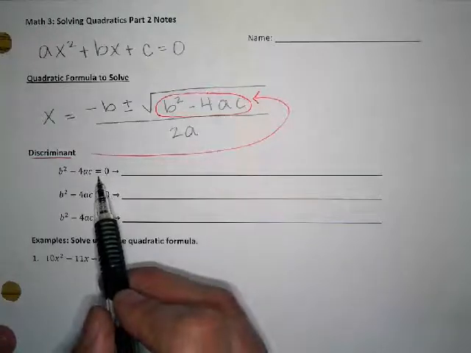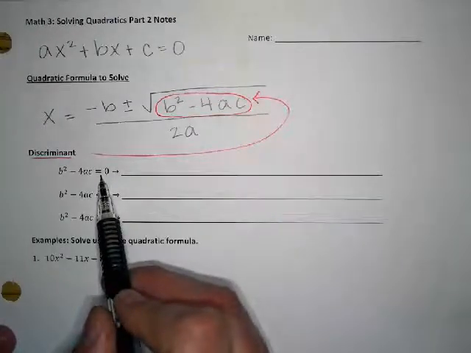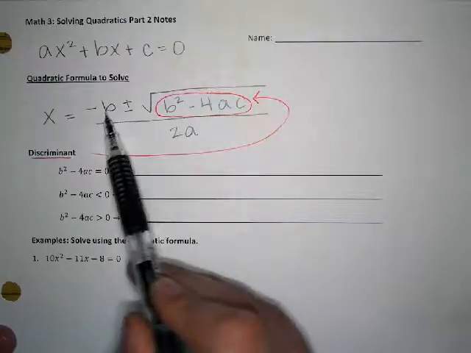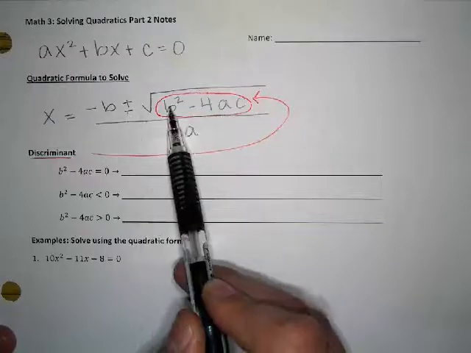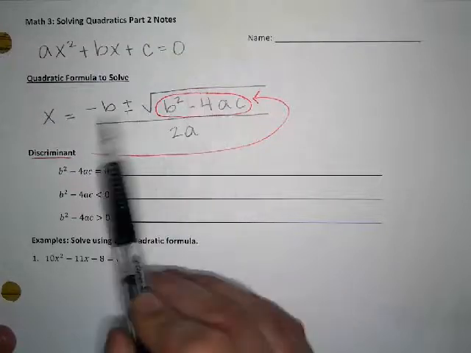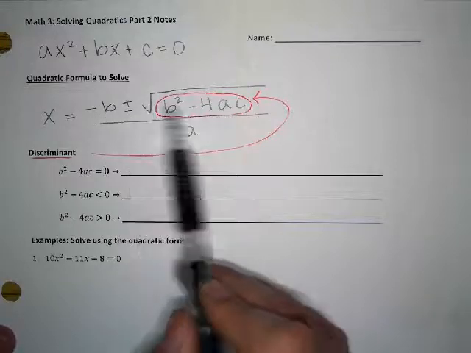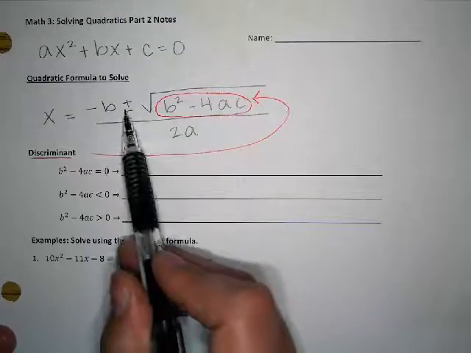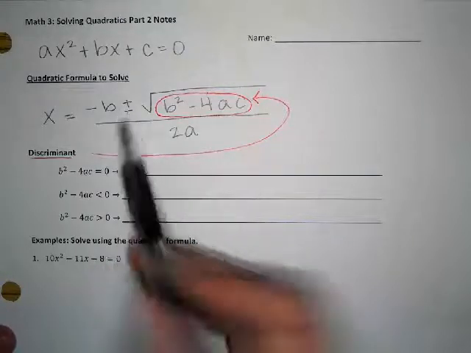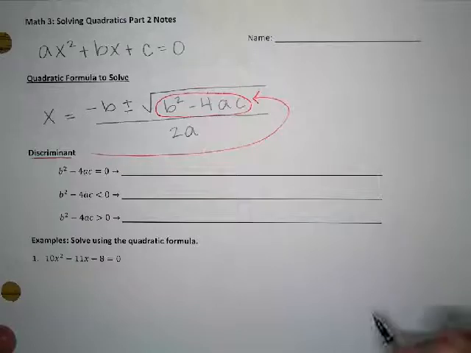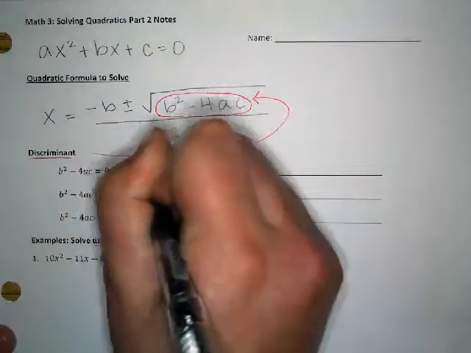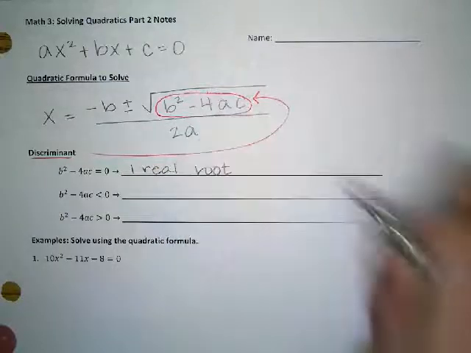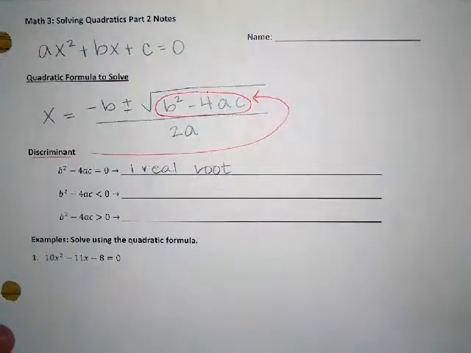So if the discriminant equals 0, then when you solve the quadratic formula, you're going to have negative b plus or minus 0. The square root of 0 is just 0. So you would have negative b plus or minus 0 over 2a. And if that happens, instead of having two answers, one for the plus and one for the minus, you're only going to have one answer. So you're going to have one real root. One real answer, one real x-intercept.